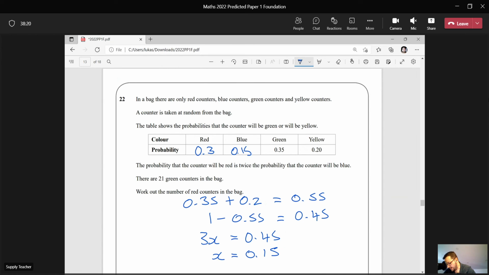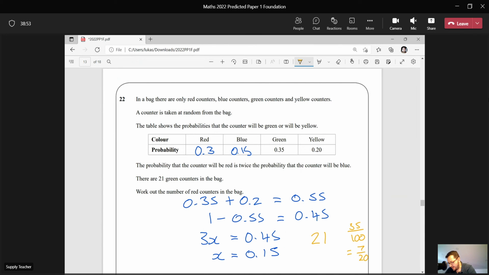Okay, so now it's saying there are 21 green counters in the bag. Let's have a little think about that then. So 21 counters. Now if we look at green, that is 35 out of 100. And if we simplify that a little bit, if you divide by 5, you're going to get 7 out of 20.